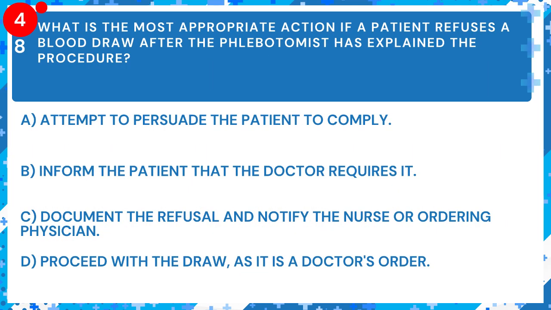Question 48. What is the most appropriate action if a patient refuses a blood draw after the phlebotomist has explained the procedure? A. Attempt to persuade the patient to comply. B. Inform the patient that the doctor requires it. C. Document the refusal and notify the nurse or ordering physician. D. Proceed with the draw, as it is a doctor's order.